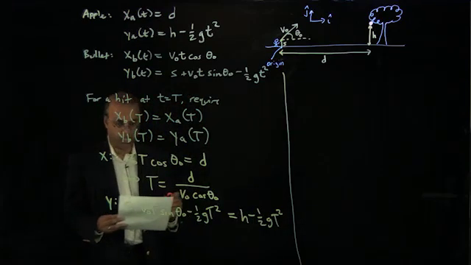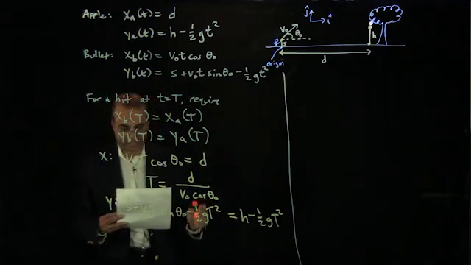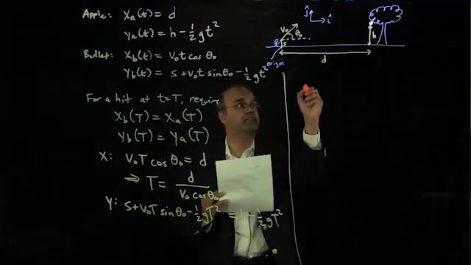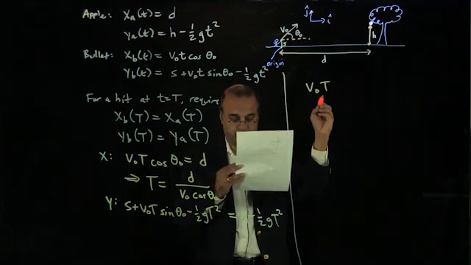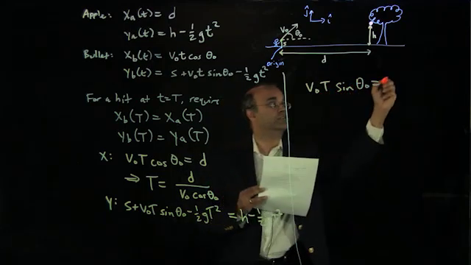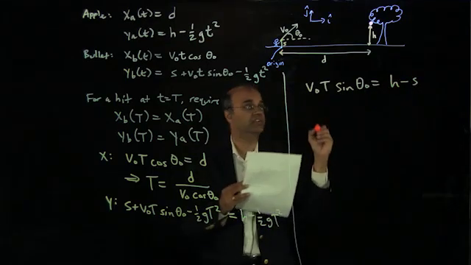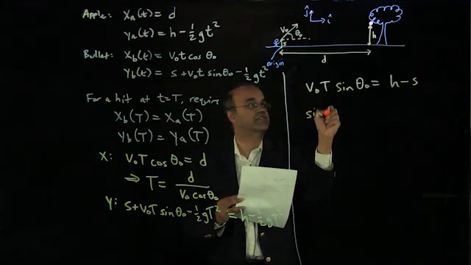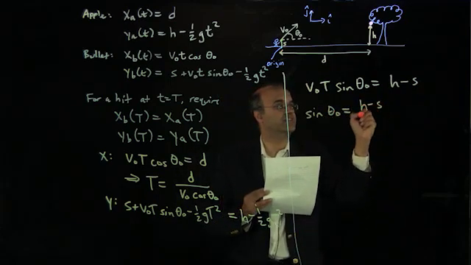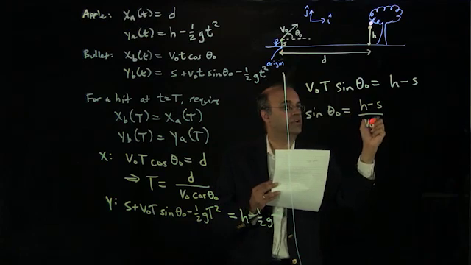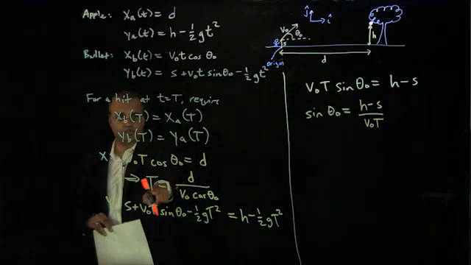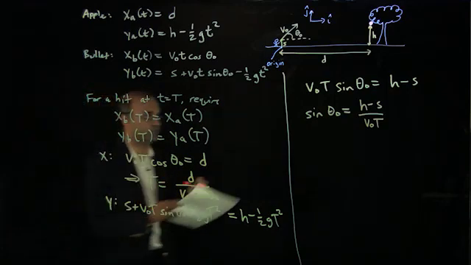All right. Now, I can rearrange that. Notice that I have a minus 1/2 gt squared on both sides, so those cancel out. I can rearrange that to write v naught times capital T times the sine of theta naught is equal to h minus s, so that the sine of theta naught is equal to h minus s over v naught capital T. But remember, we solved for capital T here, so I can substitute that in.